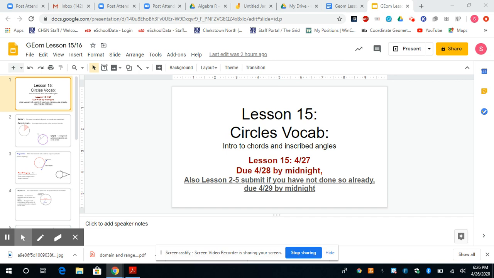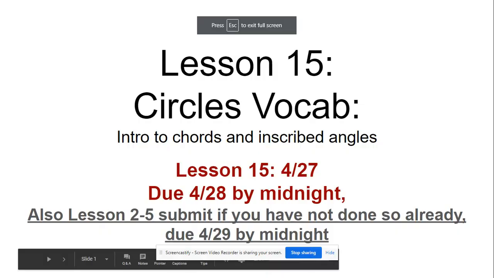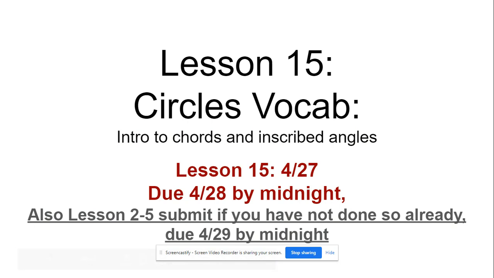All right, so lesson 15. We are starting something new. We're going back to circles. I am going to introduce you first to all the vocab that you need to know for this unit. That will be this week, which are the two lessons posted today, due Tuesday night by midnight. And then lesson 16 will be posted Wednesday, due Thursday night at midnight.